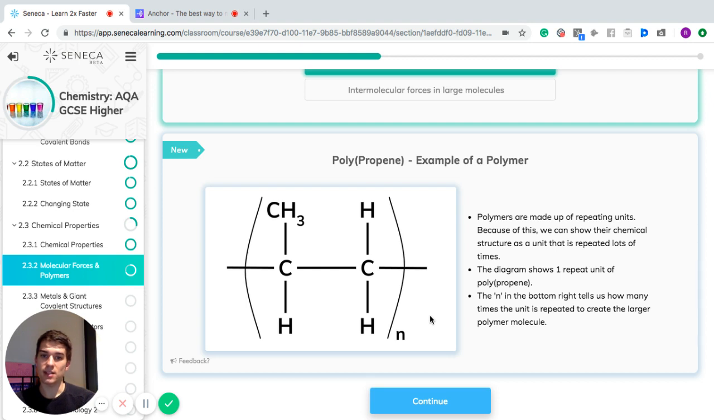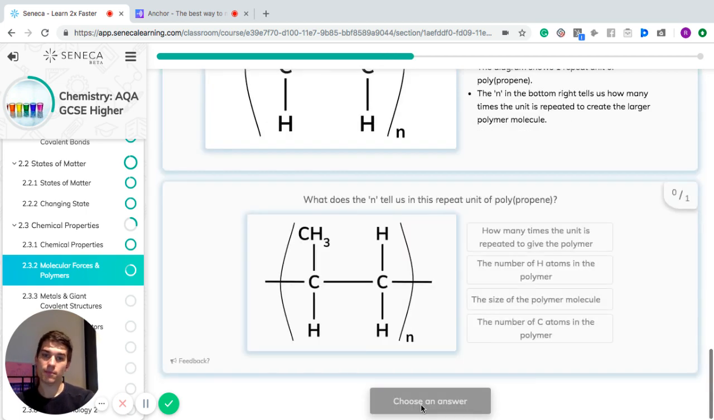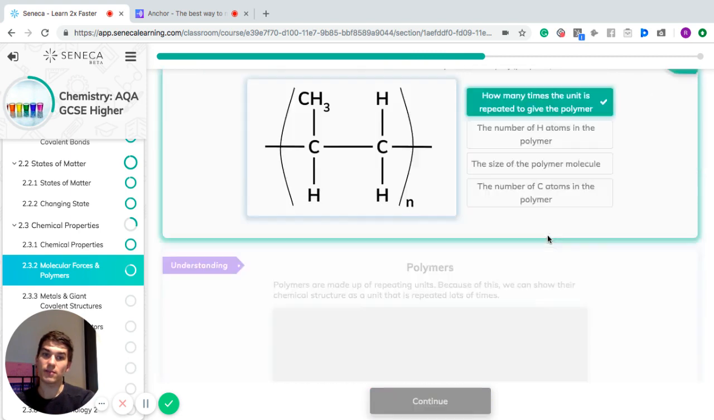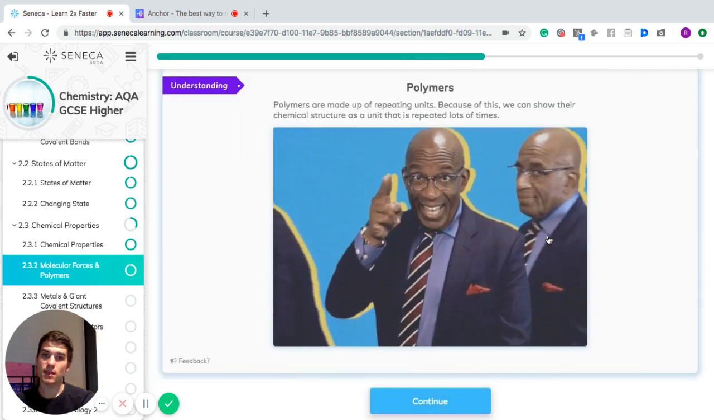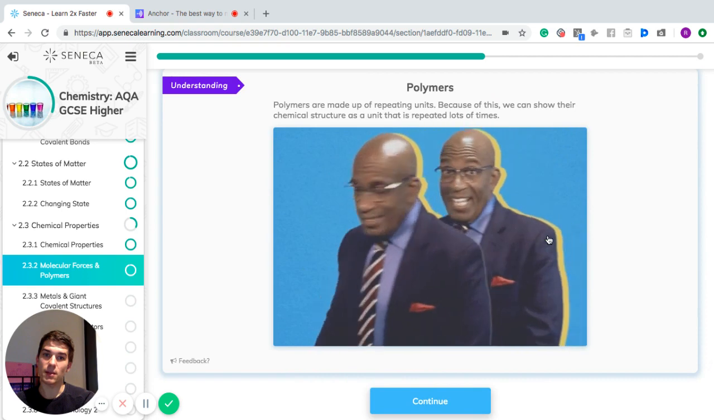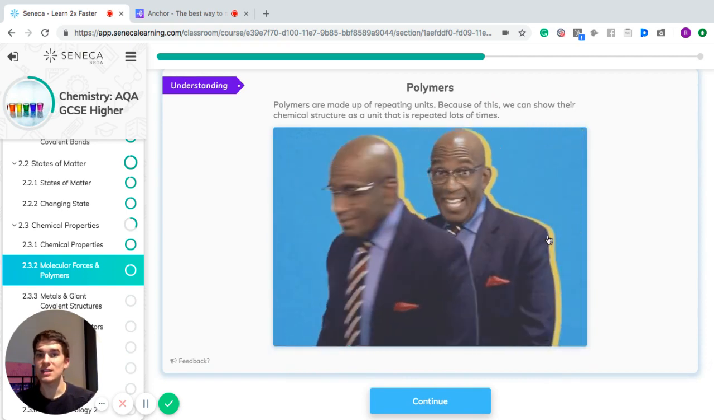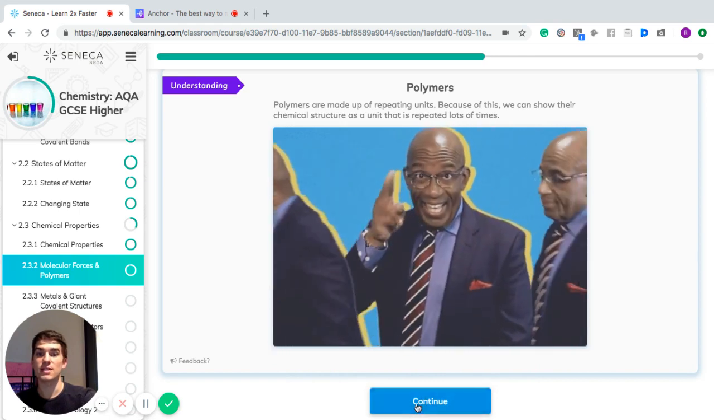Over the brackets, you also need to know that there needs to be a bond coming out of each carbon across the brackets to make sure you show it's repeating. The n tells us, if you remember, how many times that monomer unit has been repeated. Polymers are made up of repeating units, and because of this, we show their chemical structure as a unit that is represented lots of times.